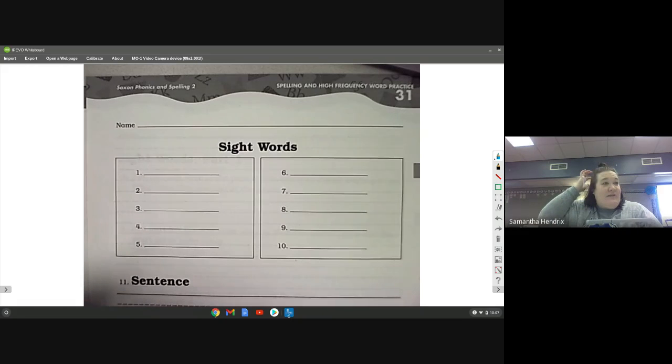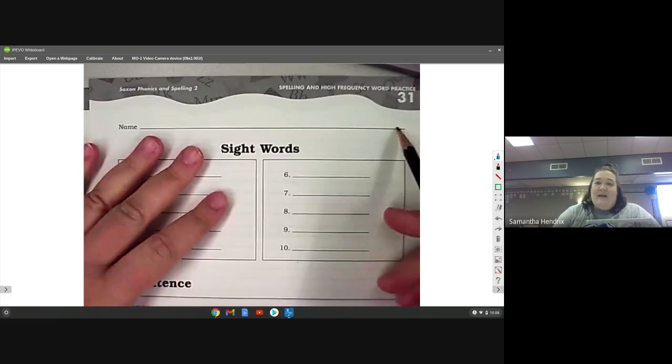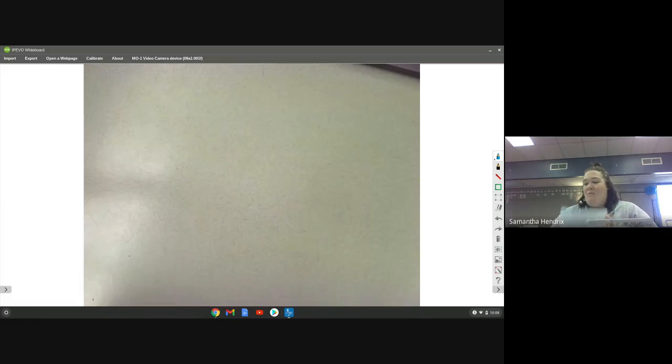So the initial letter, remember initial means at the beginning, so the initial letter of the alphabet is A. The final letter of the alphabet is Z, and then the medial, which means the middle, is everything in between, okay? So let's look at our spelling and high frequency word practice.